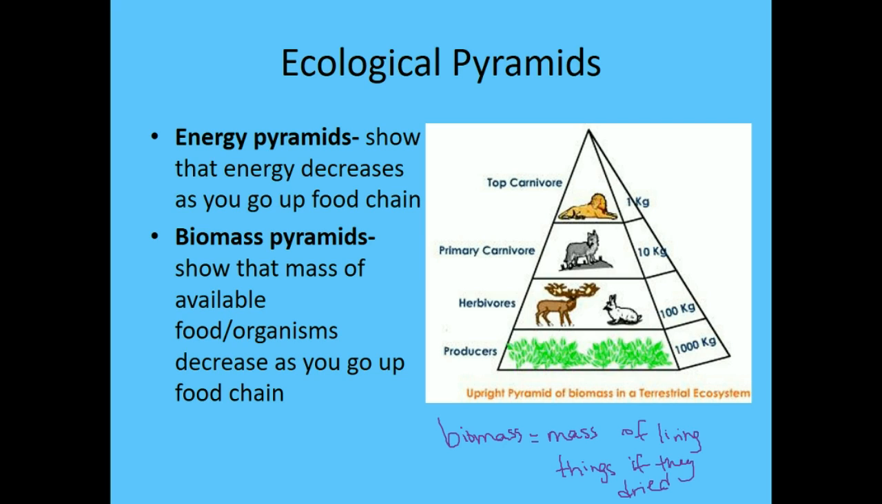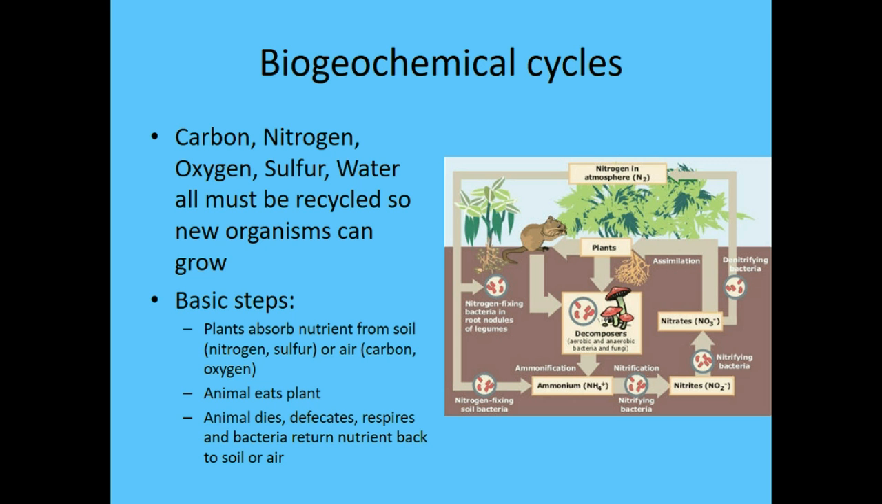So both energy and biomass decrease as you go up. An important thing to also remember, this came up recently when we were talking about notes, is that the energy that's transferred between levels is 10%. So 10% of the energy from the previous level gets transferred to the next level. And that's shown here in this diagram, where you start with 1,000, go to 100, go to 10, and go to 1. Alright, so that's the energy transfer.